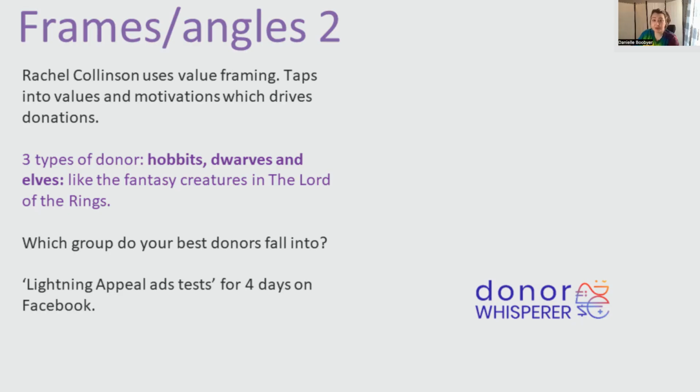Another approach you can use to theme your content and brainstorm lots of different variations is used by Rachel Collinson, the donor whisperer who we've been working with. She uses values framing to find your best new donors by tapping into their values and motivations for giving. Donors often means fundraising, but it could also be people who donate their time, donate their signature, or donate other things. She describes that people fall into 3 categories of behaviour based on their values and their motivations for giving. These are hobbits, dwarves, and elves.